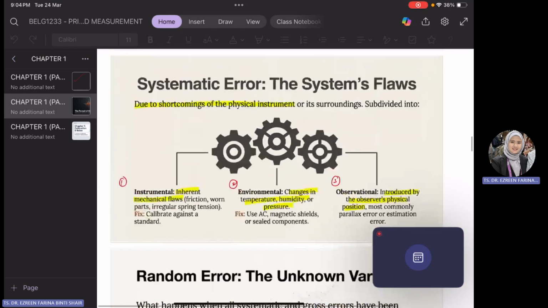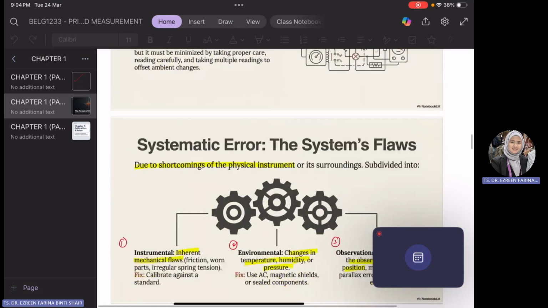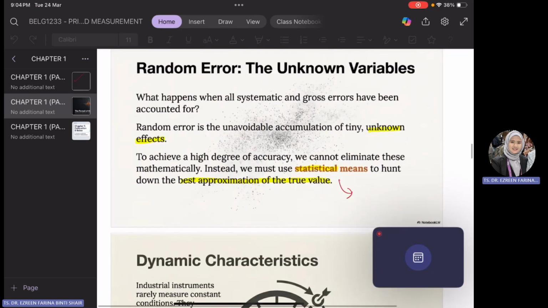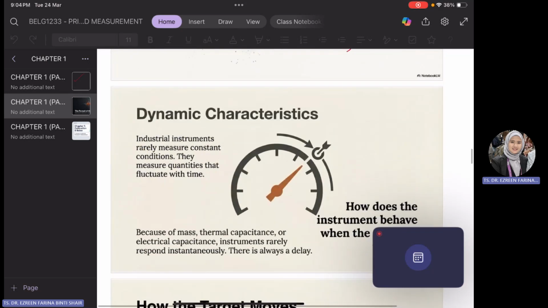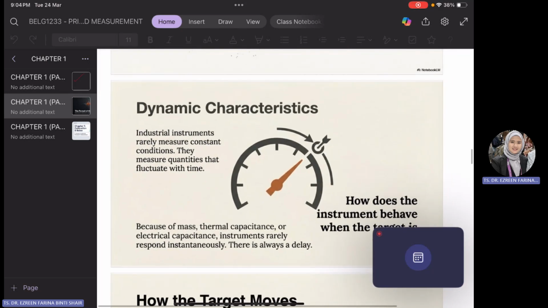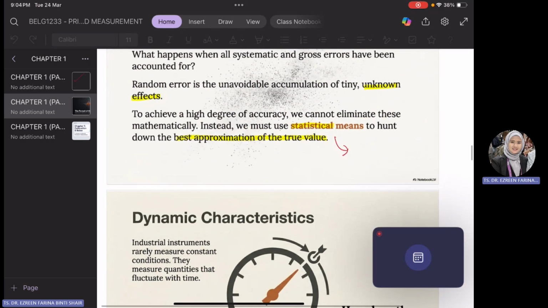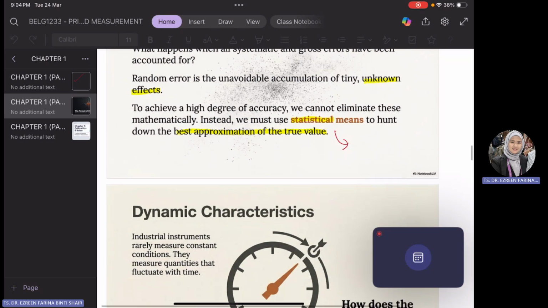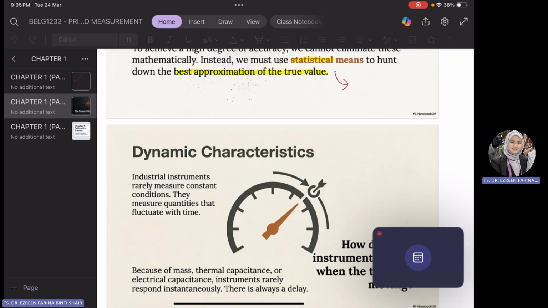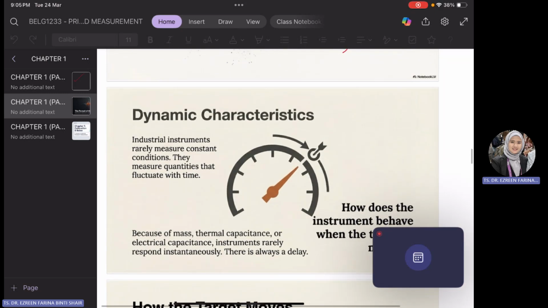Last week we stopped at this slide. We will continue today with the dynamic characteristic. In last week's lecture, all the performance characteristics that I mentioned before, like accuracy, precision and so on, fall under the static characteristic.